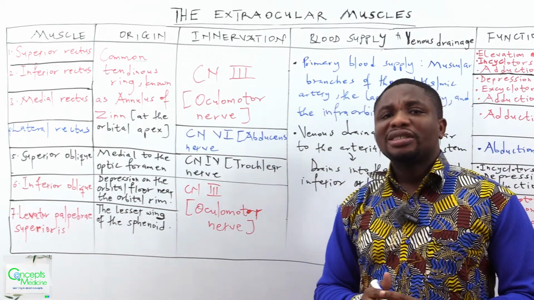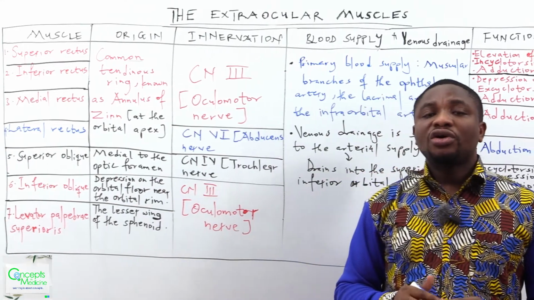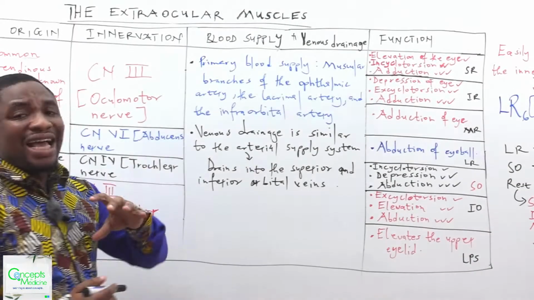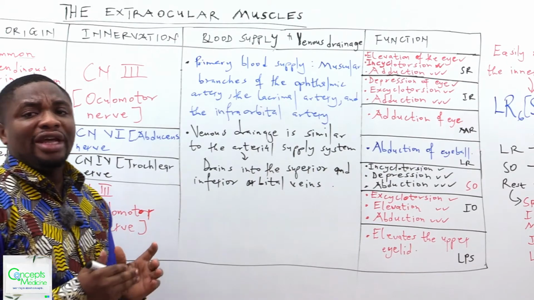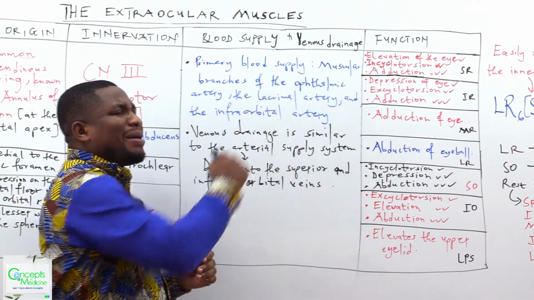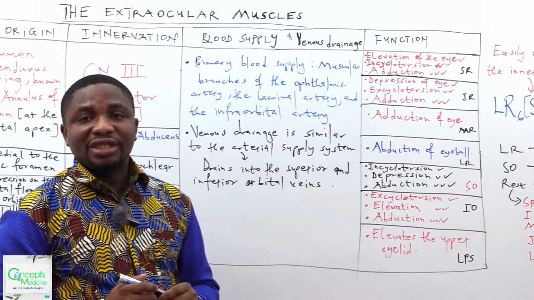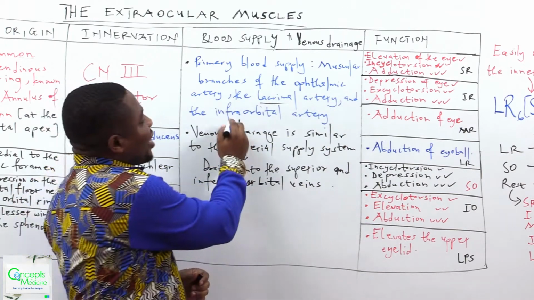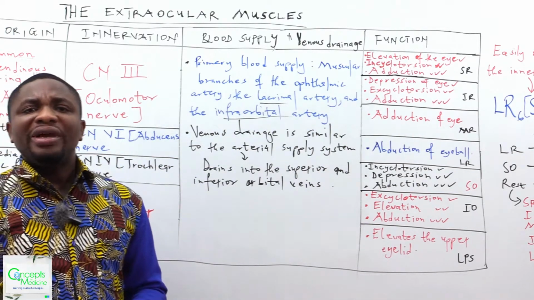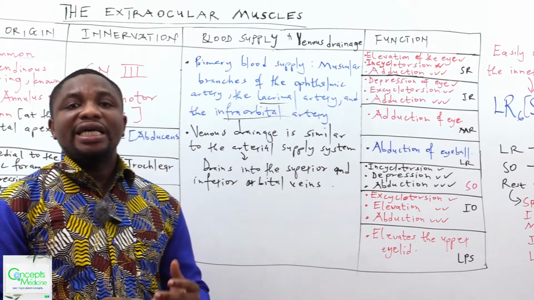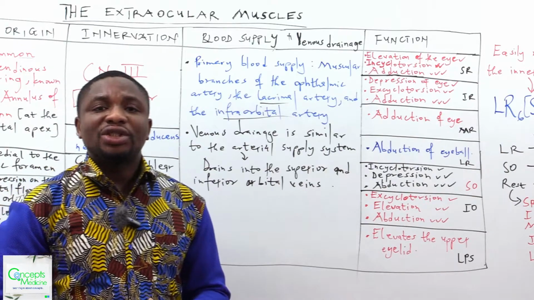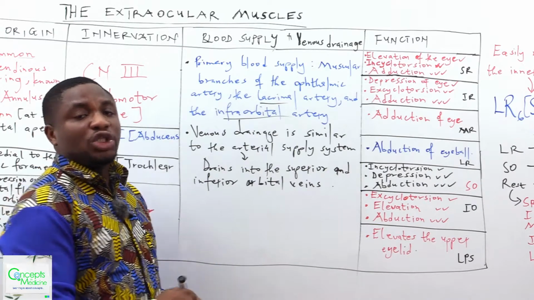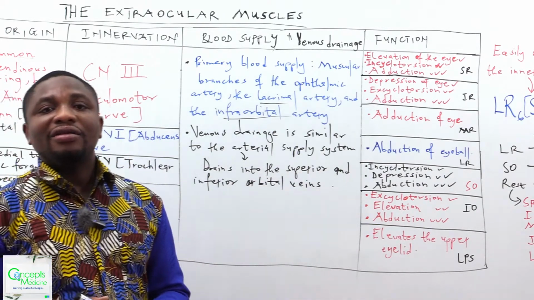Let's move ahead and look at the blood supply and venous drainage of the extraocular muscles. We should know that the primary blood supply of the extraocular muscles comes from the muscular branches of the following arteries: the ophthalmic artery, the lacrimal artery, and the infraorbital artery. The venous drainage is similar to the arterial supply system, and all venous drainage goes into the superior and inferior orbital veins.